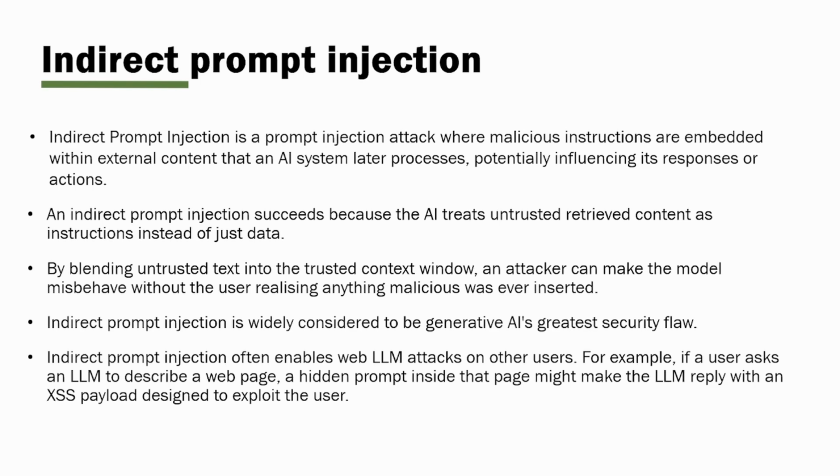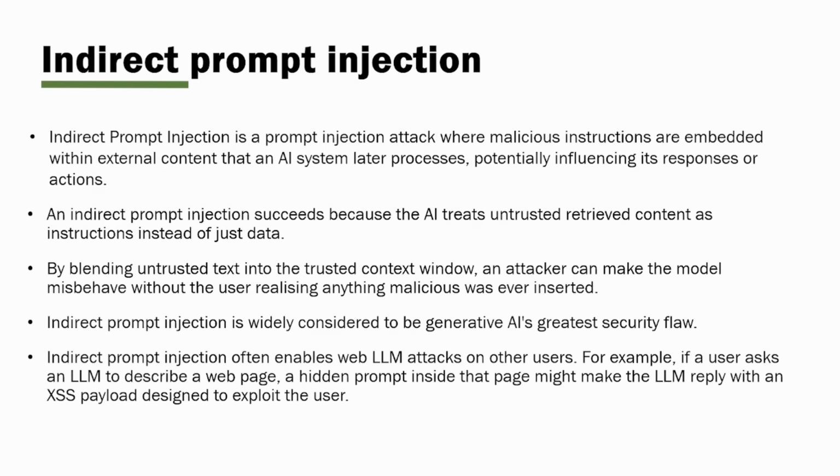Most generative AIs first retrieve data from any source, then use that data to create new data and provide that to the user. If by any way the attacker successfully blends the untrusted text into the trusted context window, an attacker can make the model misbehave without the user even realizing anything. Now, indirect prompt injection is not just limited to AI, it can also affect other users. For example, if a user asks an LLM to describe a web page, then a hidden prompt inside that page might make the LLM reply with an excessive payload designed to exploit the user.